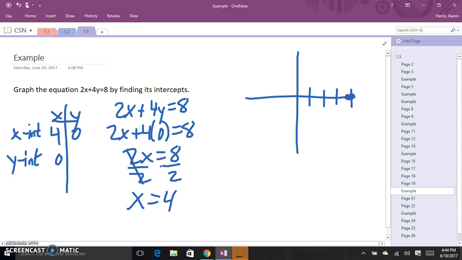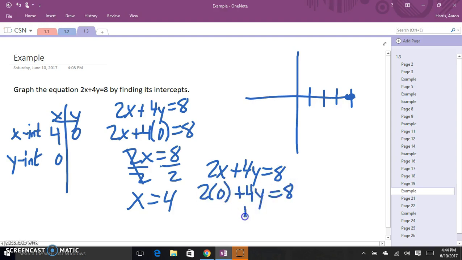Okay. Now let's find the y-intercept by letting x be 0 this time. So 2x plus 4y equals 8. We're going to let our x be 0 this time, and you notice we got 4y equals 8. Divide by 4 on both sides, and we get y equals 2. So y equals 2, that means we have the point (0, 2) on the graph.